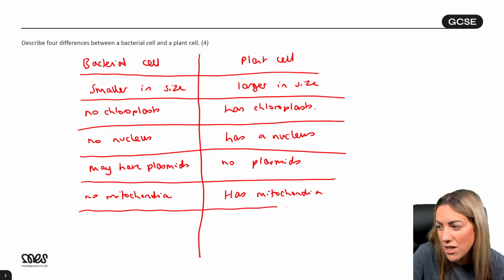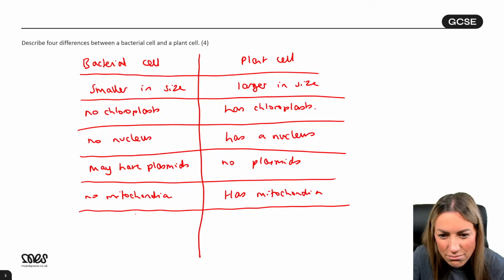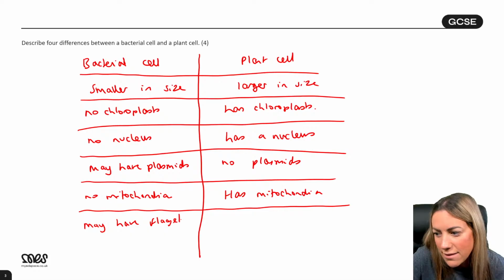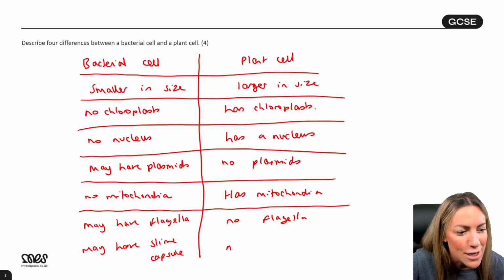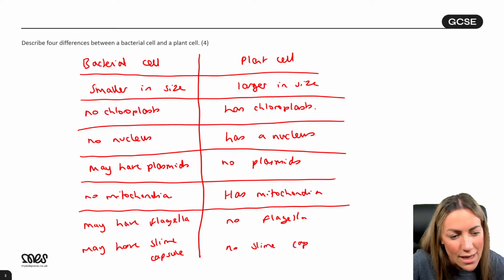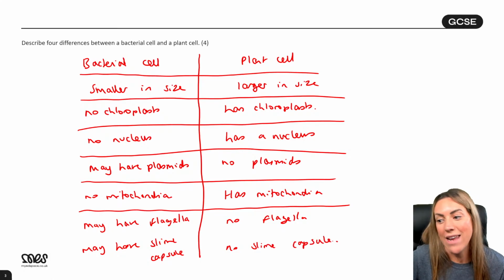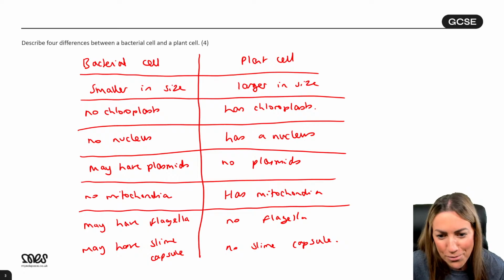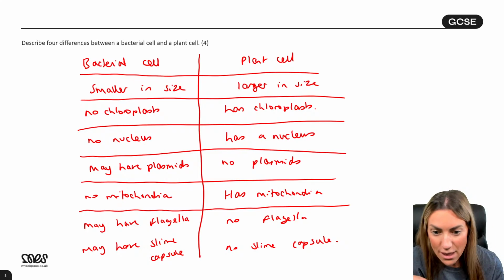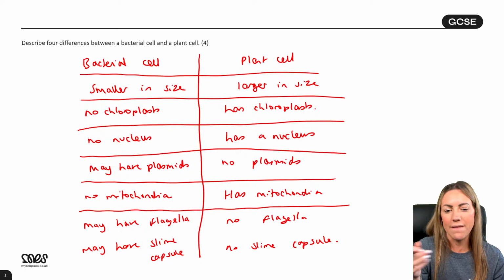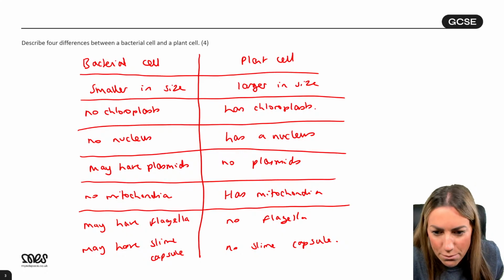Flagella may have flagella. Do all bacterial cells have flagella? Not all. So may have flagella, no flagella. May have a slime capsule. Sorry, my writing is going to get bad here, isn't it? No slime capsule. But be a little bit careful. Not all bacteria have flagella, right? Not all of them have a slime capsule. A slime capsule is like around the outside of some bacterial cells, outside the cell wall. Flagella are almost like tails, aren't they? They're used for movement. A sperm cell has a flagellum, right?